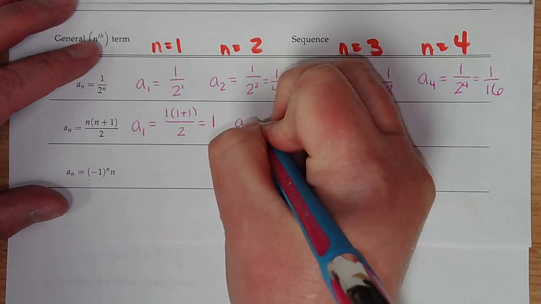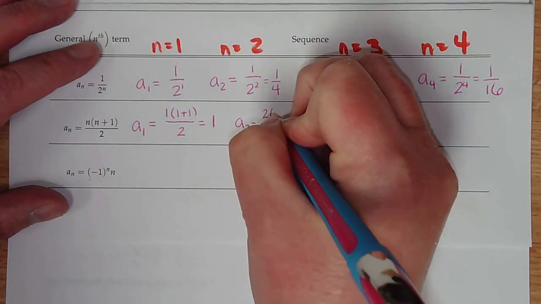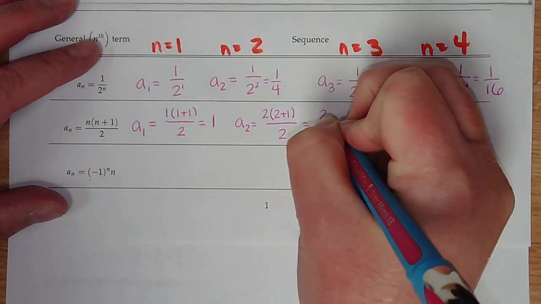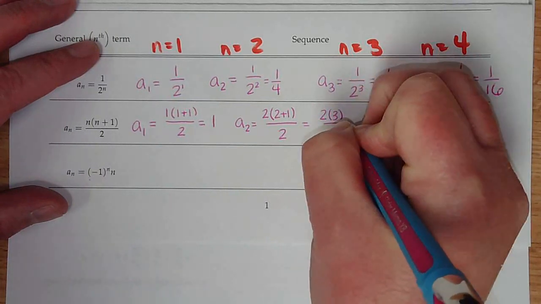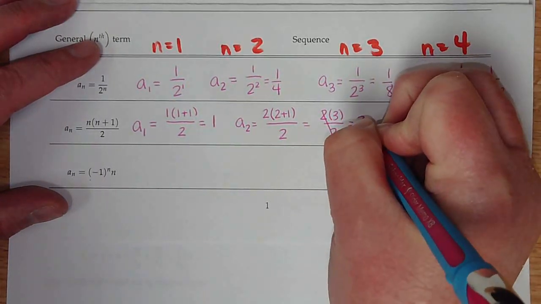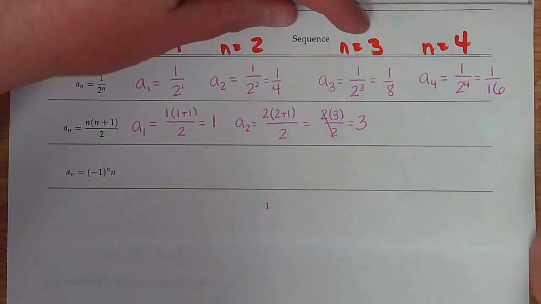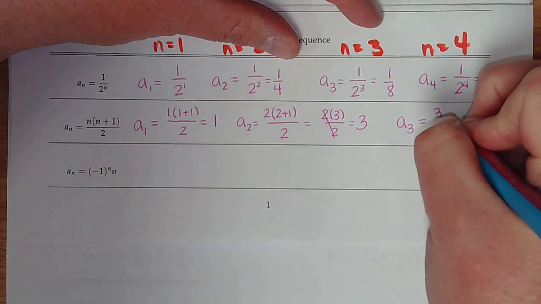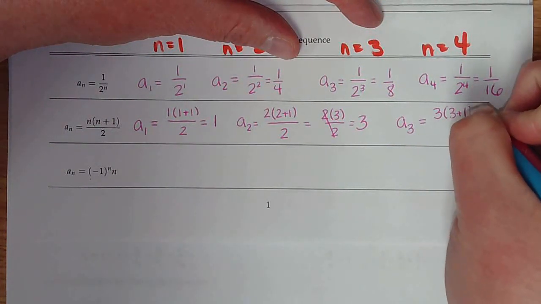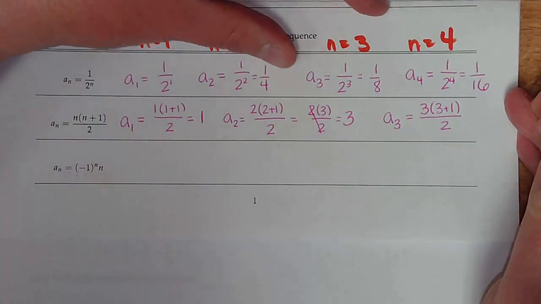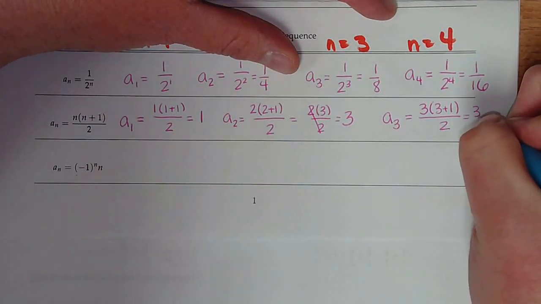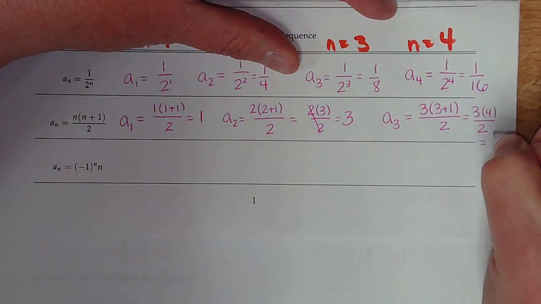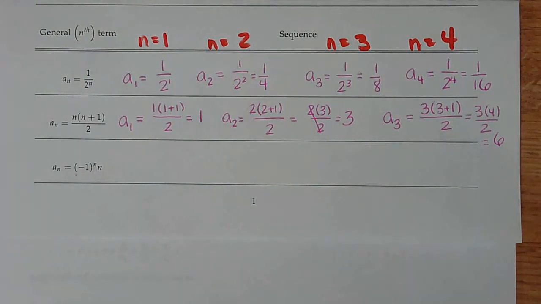a2, my second term, is going to be 2 times 2 plus 1 over 2. So that gives me 2 times 3 over 2. So my second term is a 3. My third term here, so a3, that's when n is 3, gives me 3 times 3 plus 1 over 2. So that's going to give me 3 times 4 over 2. So that's going to be 12 over 2, which is 6. Okay, so my third term is a 6.